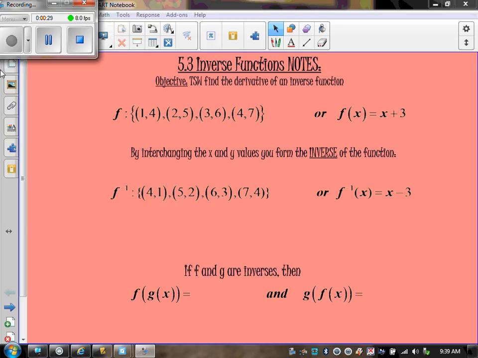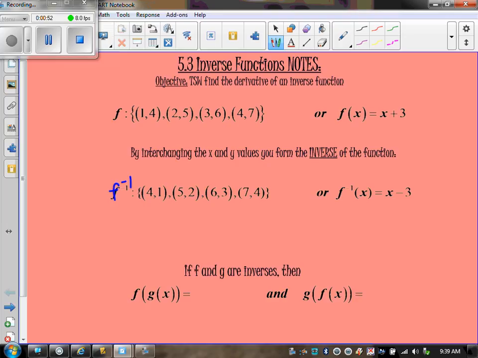If I give you a function, you can find the inverse of that function by simply interchanging the x's and the y's. For example, if I give you the function as a set of points, then you can find its inverse. The notation for inverse kind of looks like a -1 exponent. It's just a notation, though, for inverse. You can find the inverse by simply switching the x's and the y's.